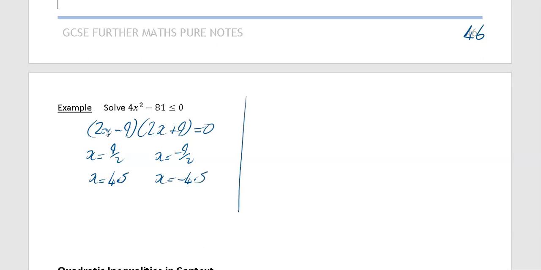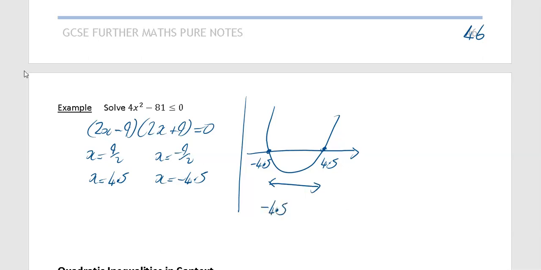So we can do our sketch. It's a positive quadratic, and it crosses, we now know, at minus 4.5 and at positive 4.5. And let's go back and think about what it's going to be. It's a less than or equal to, so this means we want below the x-axis. So it's below the x-axis between minus 4.5 and plus 4.5. So your answer is minus 4.5 is less than x is less than positive 4.5.